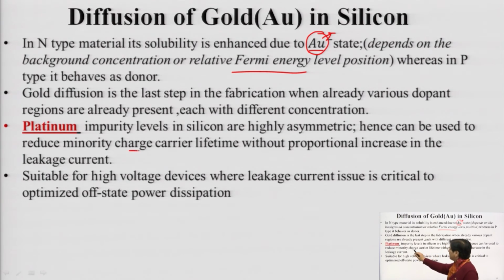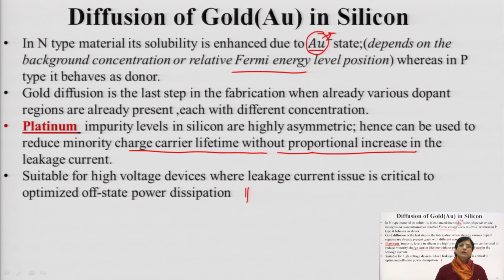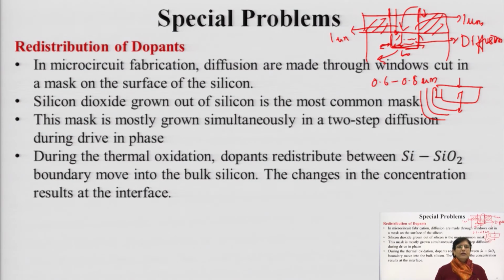Without creating leakage current, you can reduce the minority charge carrier lifetime, and therefore it is typically used for low power applications where you need to address the leakage current and reduce the standby power, that is, you need low power consumption when the device is in standby condition. For such applications, this is a very suitable material used for creating deep lying impurities.